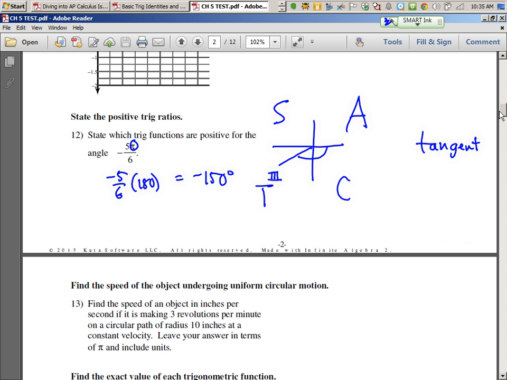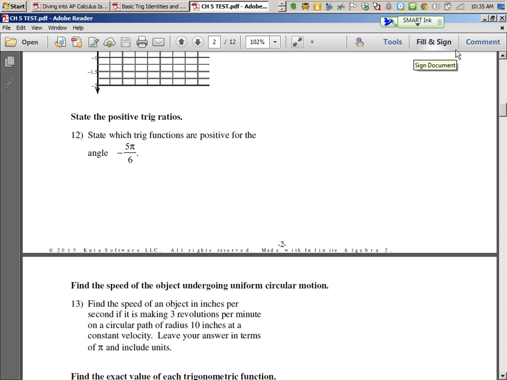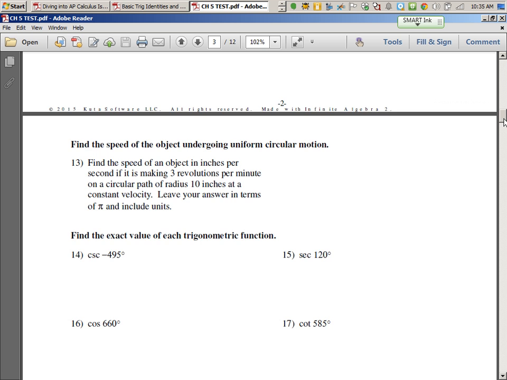And of course, the reciprocal of tangent would be positive, because anytime you flip a positive number upside down, it's still positive. So the answer is tangent and cotangent. Okay? So for full credit, you needed both. I did say which trig functions, plural. Let's go to this next one.